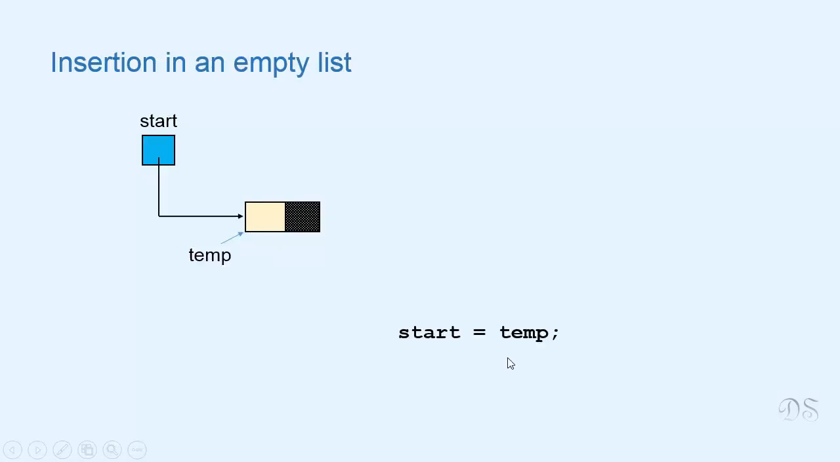Now let's see how we can insert a new node in an empty list. For an empty list, start is null. We allocate this new node. Now this node will be the first node of the list. So start should refer to this node. So we just have to write start is equal to temp and this new node will be inserted in the empty list.